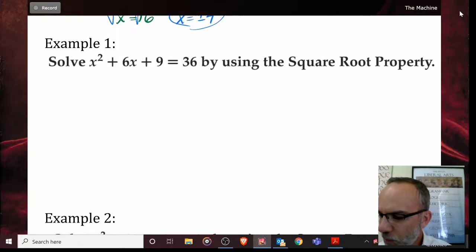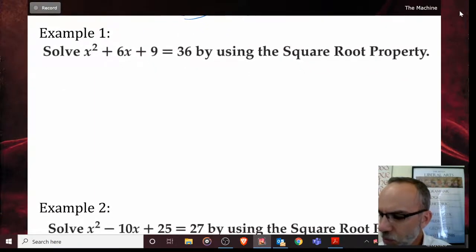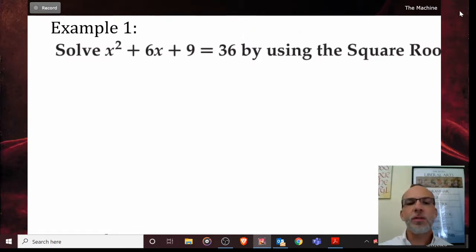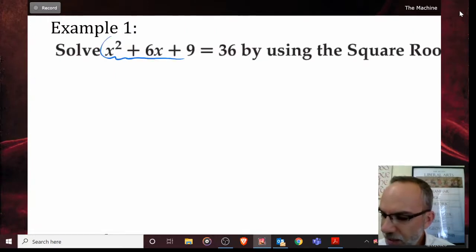But moving on, solve this one by using the square root property. The square root property is where you take the square root of both sides of an equation. Well, in order to solve this by the square root property, I first have to make something a squared package, a squared group. If you'll notice, the left-hand side here is a perfect square trinomial.